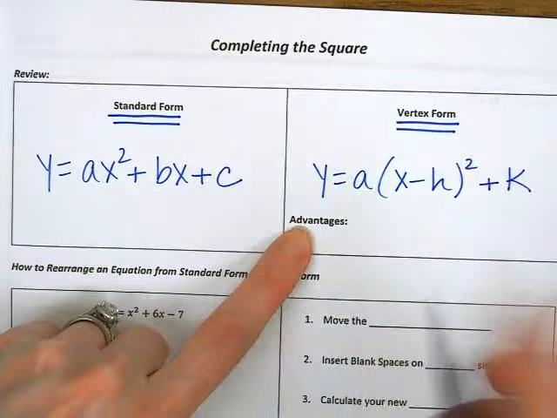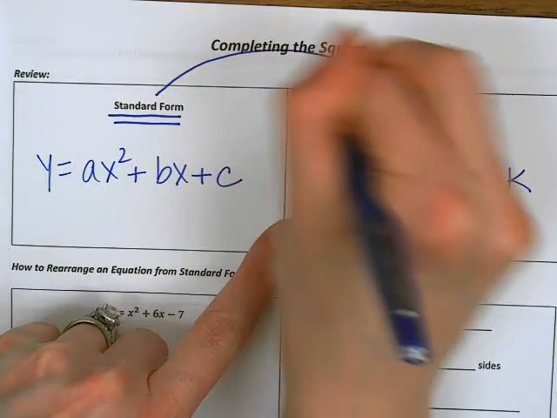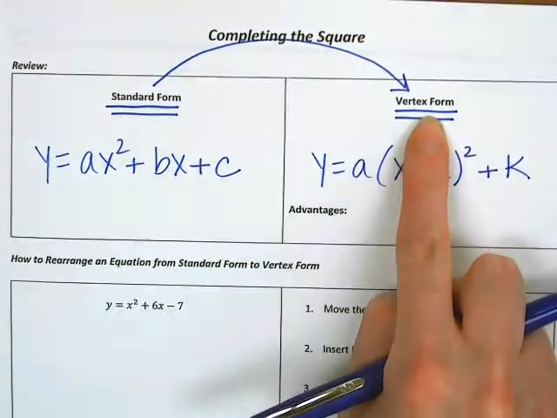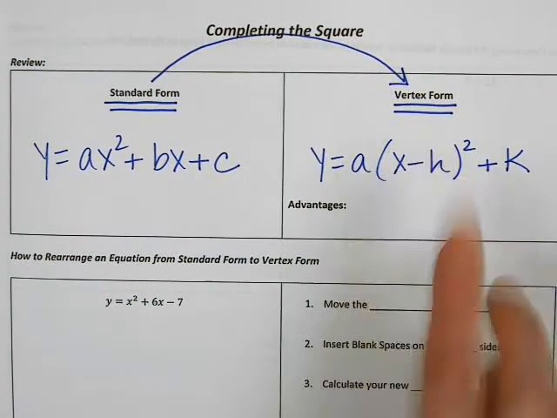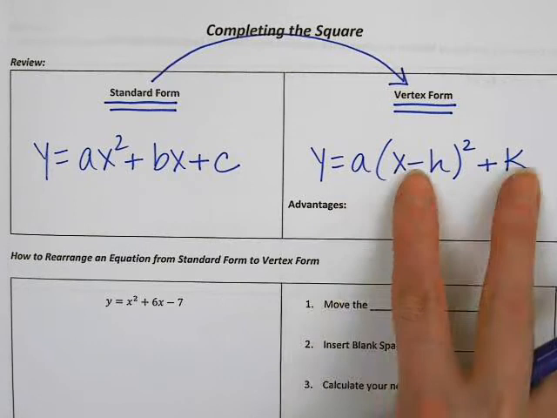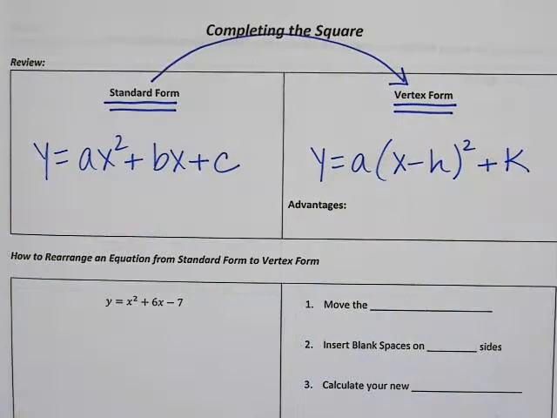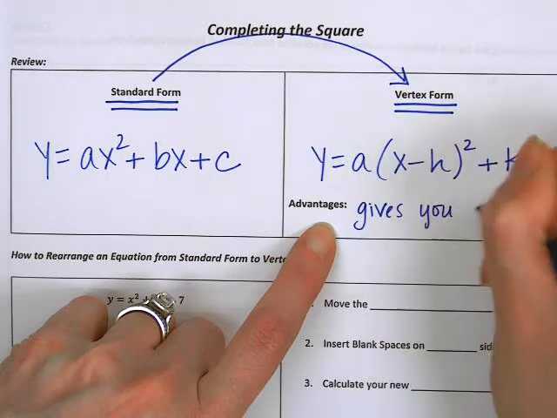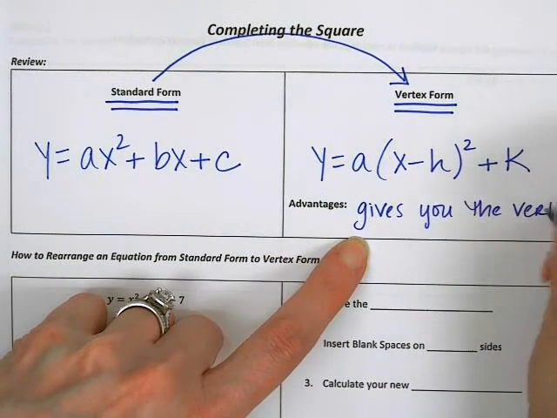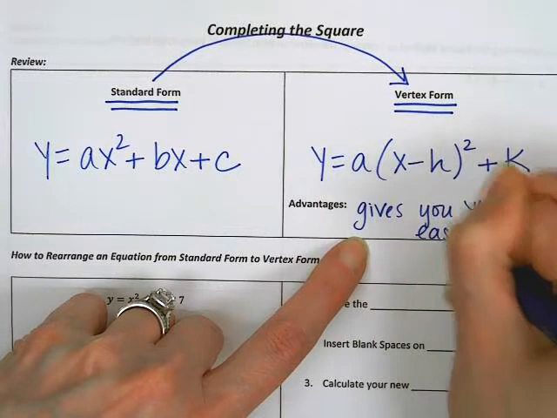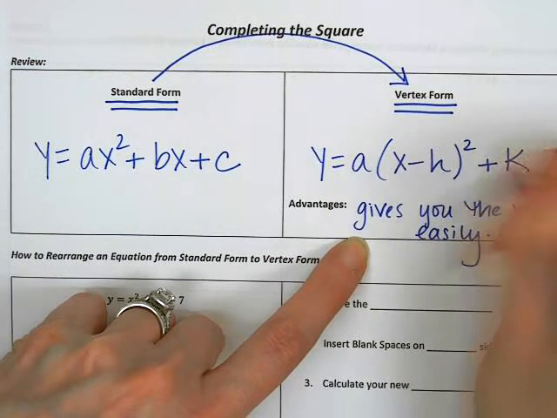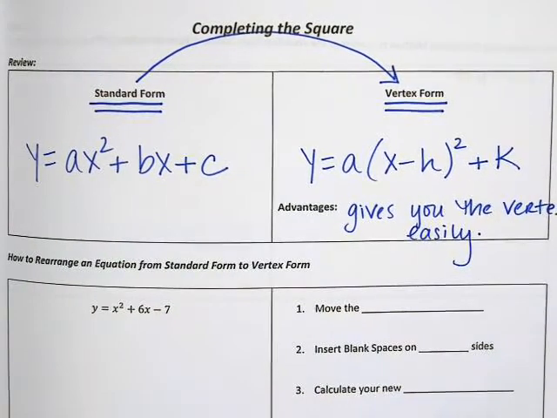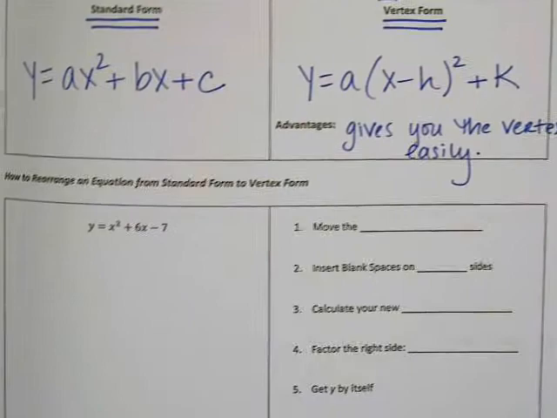The reason we would ever want to turn standard into vertex is because the vertex of a parabola is really applicable in situations, and vertex form gives you the vertex so easily. Remember, it's just h and k, opposite, same. So that's why we would ever do that. So how do we do it?